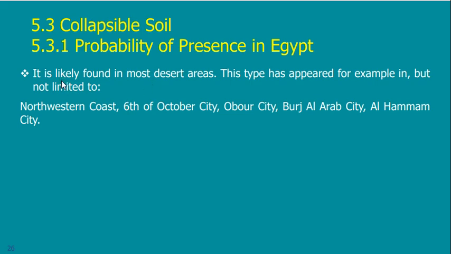Where is it found? North coast, 6th of October, Obour City, Burj Al Arab, El Hammam City. Most of them are very recent locations. These are new locations. It means that problematic soils are mainly found in new regions. Why? We are going to discuss this when we reach this point. Why do we have this?